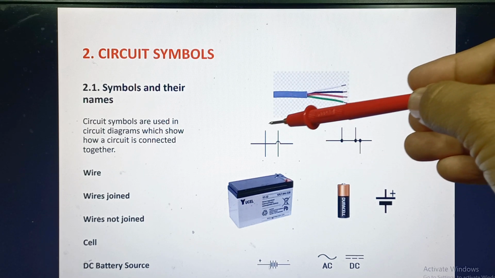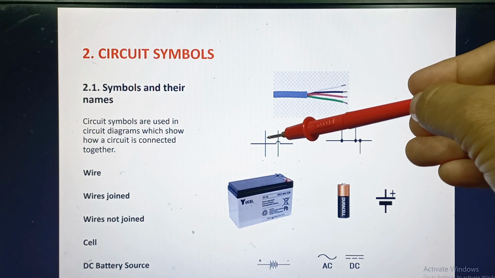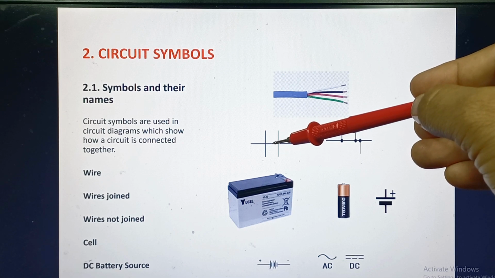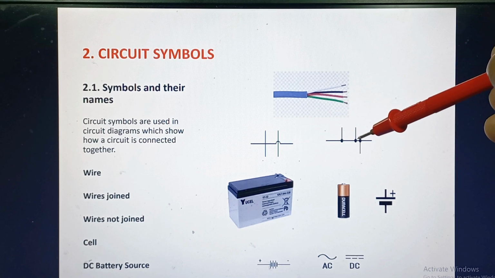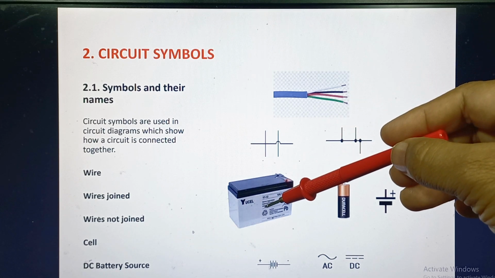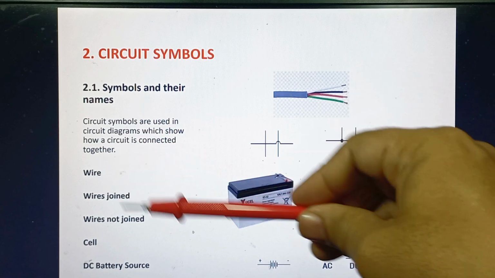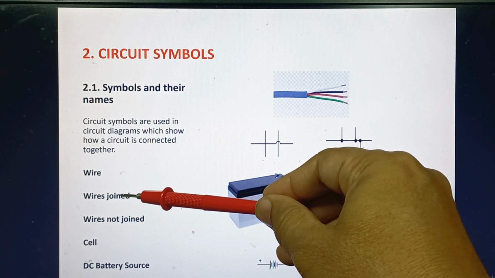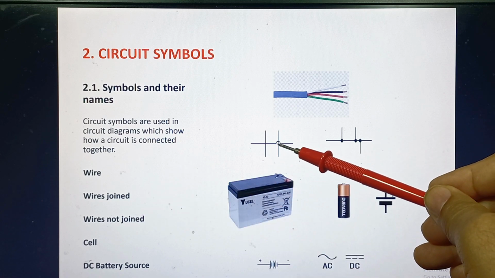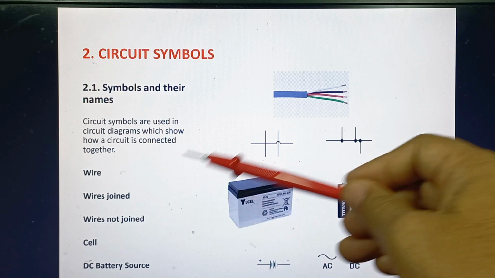These wires represent they are not joined by any means with each other. However, if we can see over here, these wires are being connected with each other. Here you can see wires joined. The diagram of this is this one, and wires not joined. The diagram of this is this one.